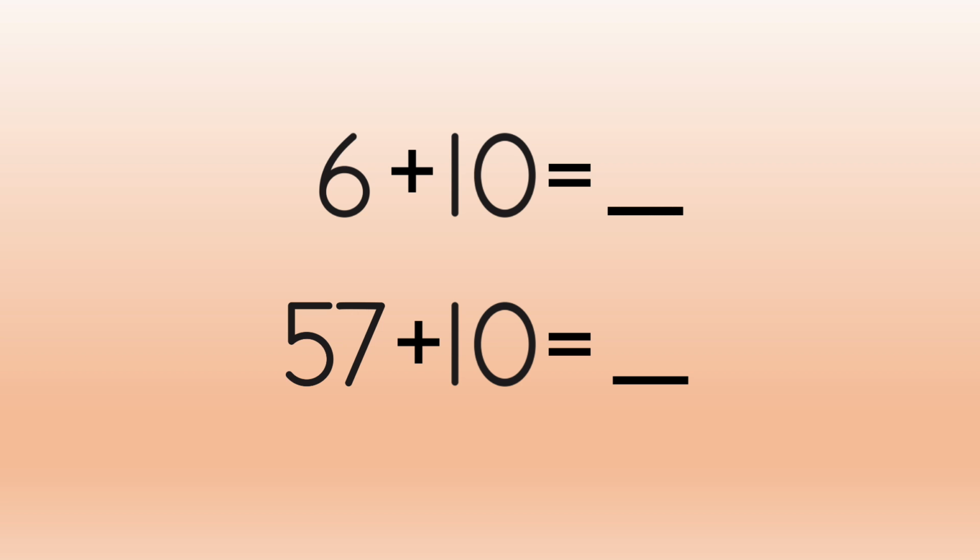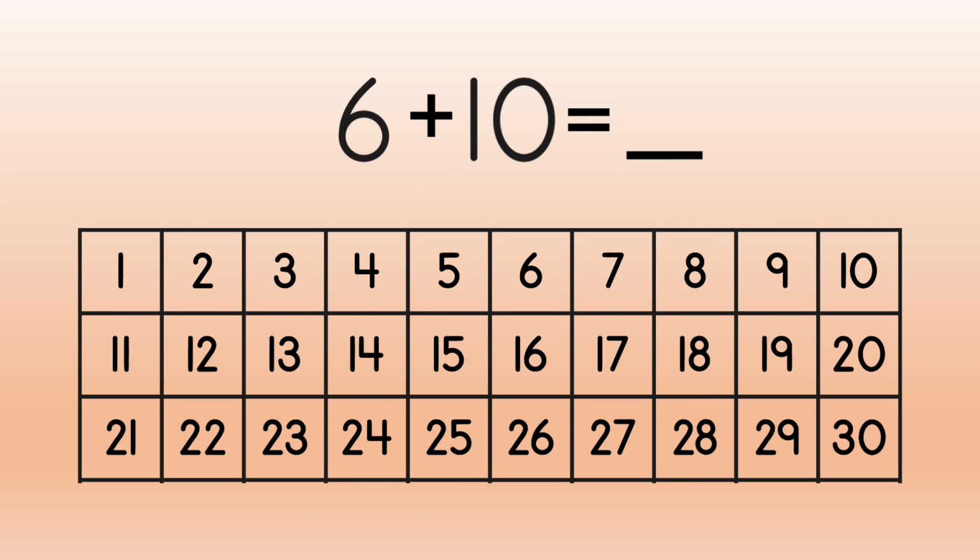Let's look at our first number sentence. 6 plus 10 equals blank. The first thing we're going to do is find 6 on our hundreds chart. Now, we could count up 10 one at a time. 1, 2, 3, 4, 5, 6, 7, 8, 9, 10. Notice we land on 16.